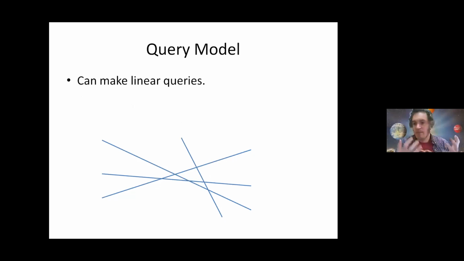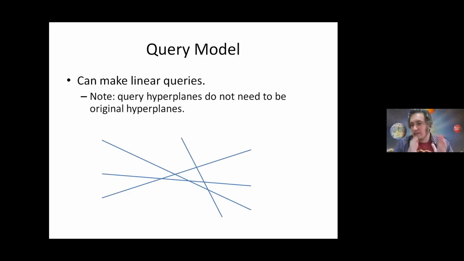And the query model that we allow is that you're allowed to make linear queries. So you could, for example, pick that red halfspace, hyperplane, and you get told which side of the hyperplane the point is on. So it's on the top half, and then you ask about this one and find that the point must be somewhere in this cone, and then that one, you find the point is in that triangle, and you query the last halfspace, and you've successfully narrowed it down to the correct region.